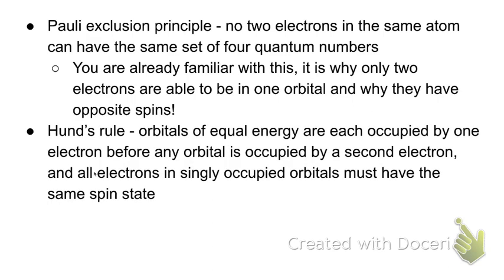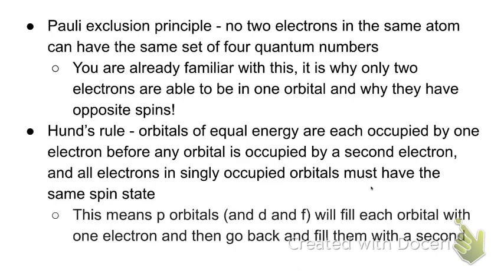And then our last rule is called Hund's rule. Hund's rule is that orbitals of equal energy are occupied by 1 electron before any orbital is occupied by a second electron. And all electrons that are in singly occupied orbitals must have the same spin state. This means when we're filling orbitals that are all of the same energy level, like p orbitals or d orbitals or f orbitals, each orbital gets filled with 1 electron first, and they all have the same spin, and then we go back and fill them in with a second.